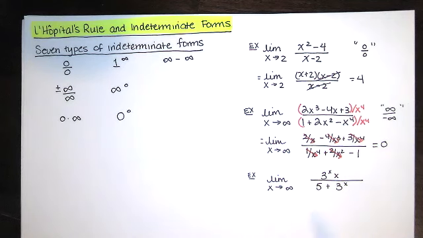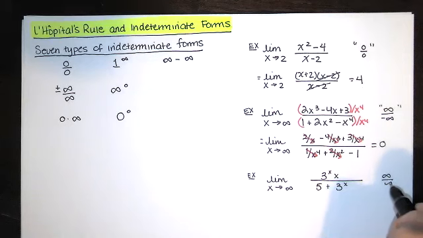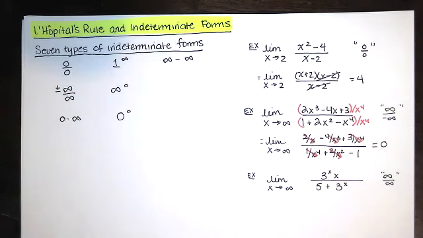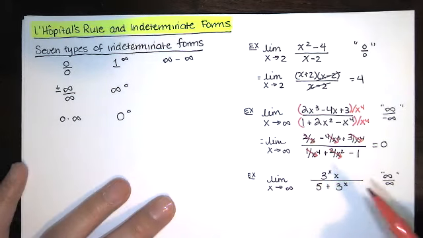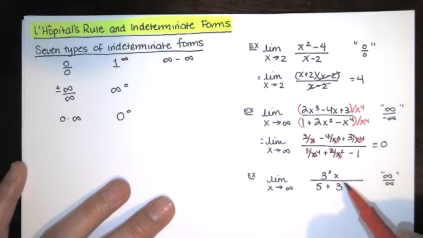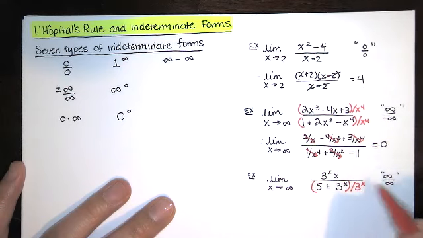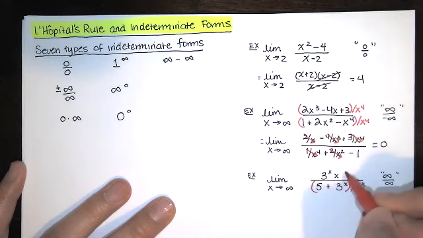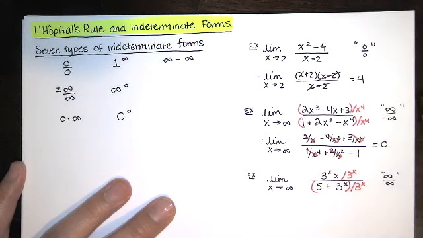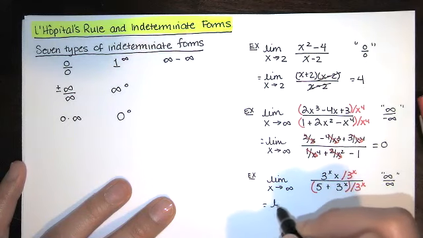I've got this expression now. As x goes to infinity, the numerator goes to infinity, so does the denominator. That's infinity over infinity. We can eliminate this indeterminate form by dividing by that dominant term in the denominator. The dominant term is a 3 to the x. It's going to be very large compared to that 5. That 5 is not going to do much as x goes to infinity. It's not going to affect the limit very much at all.